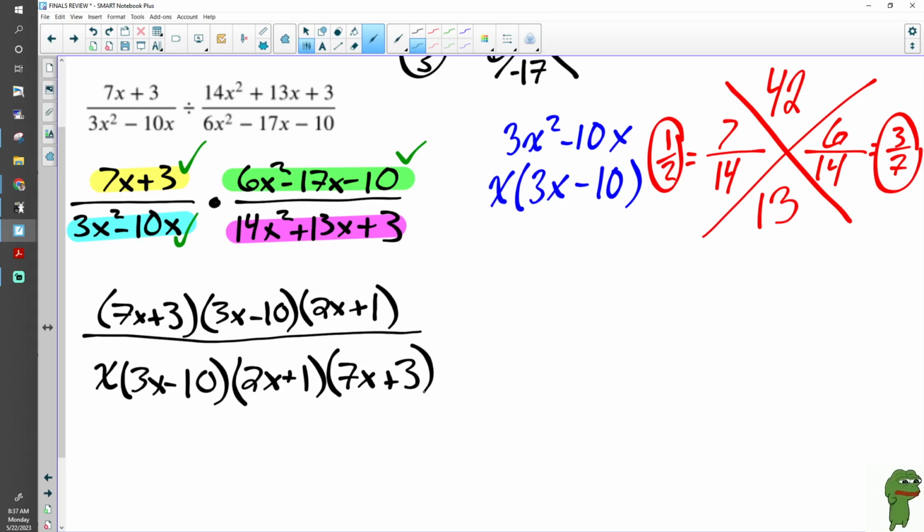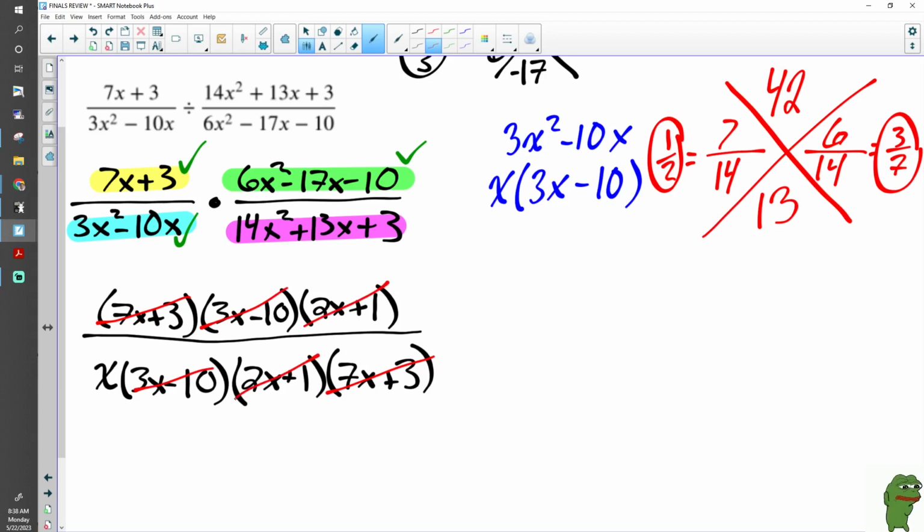Top is all factored. The bottom is all factored. We put our factors on the top and the bottoms. Yellow and green, the factors went on the top. Blue and purple, the factors went on the bottom. Now we are looking for what's the same, and we can cancel out. So 7x plus 3, 7x plus 3. 3x minus 10, 3x minus 10. 2x plus 1, 2x plus 1.